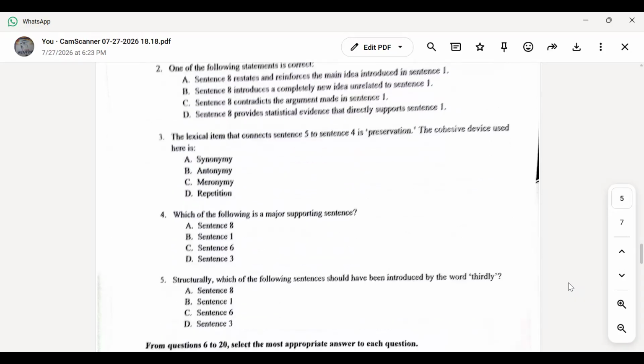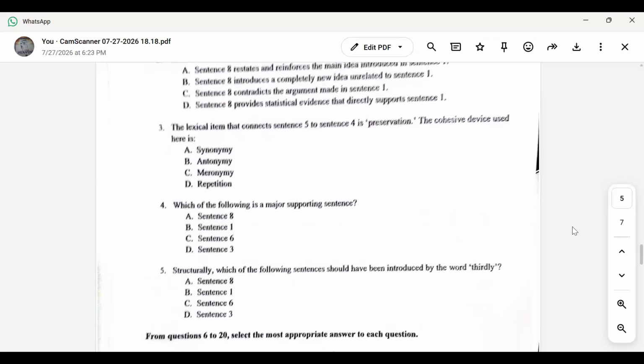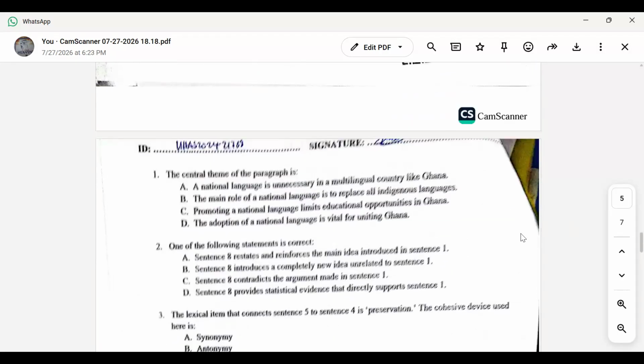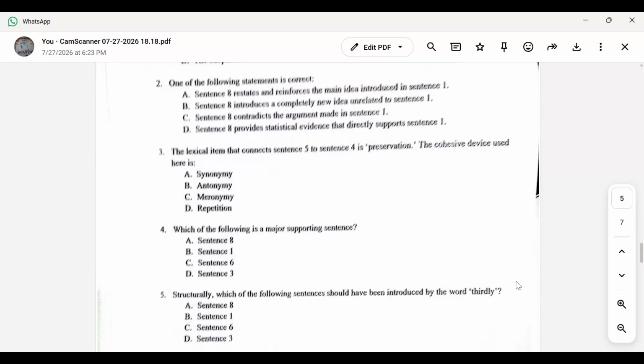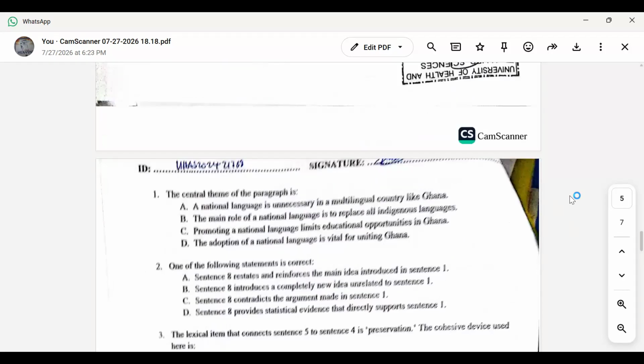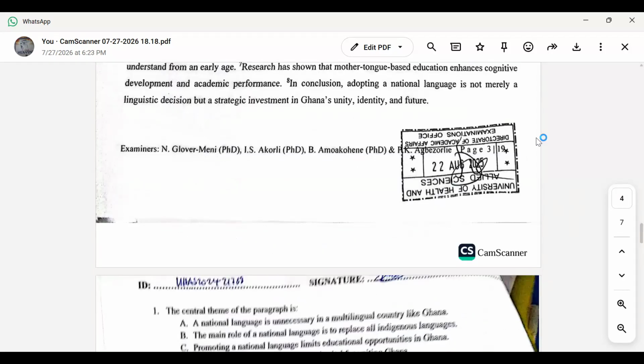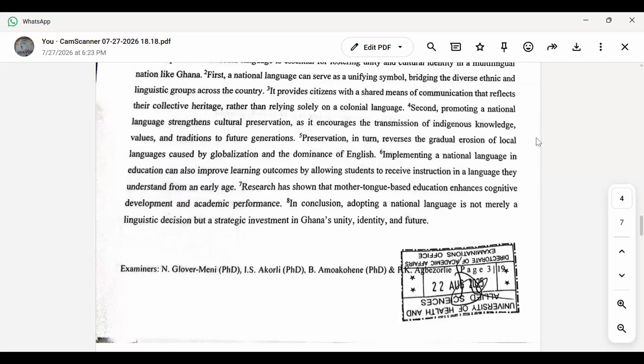Question 3. The lexical item that connects sentence 5 to sentence 4 is preservation. The cohesive device used here is A. Synonym. B. Antonym. C. Metonym. D. Repetition. Repetition.